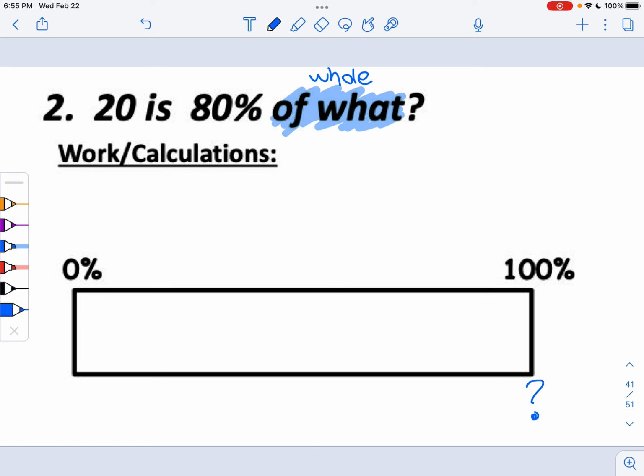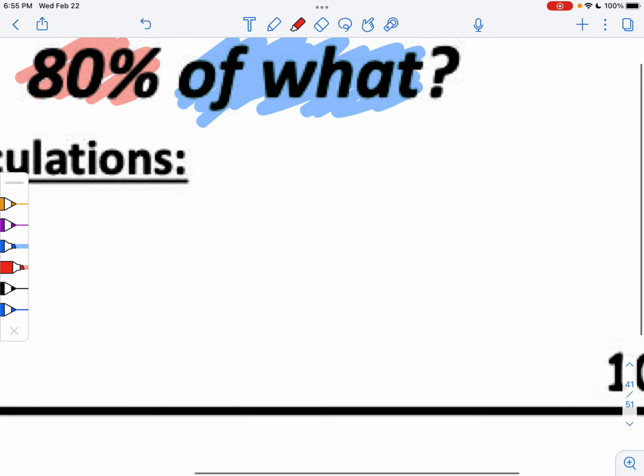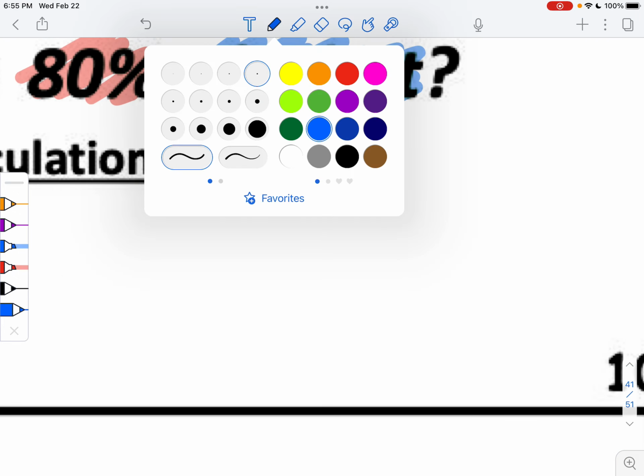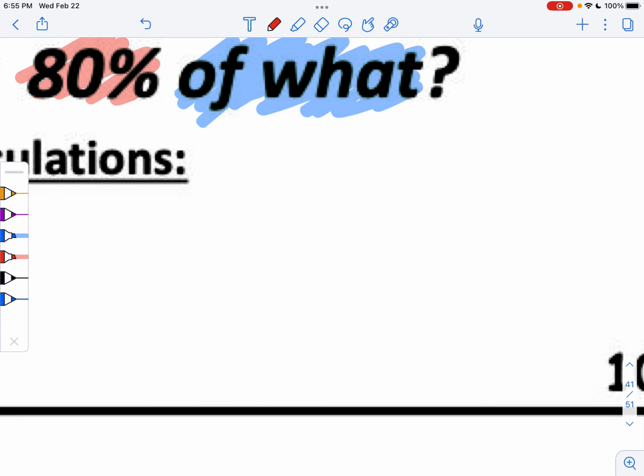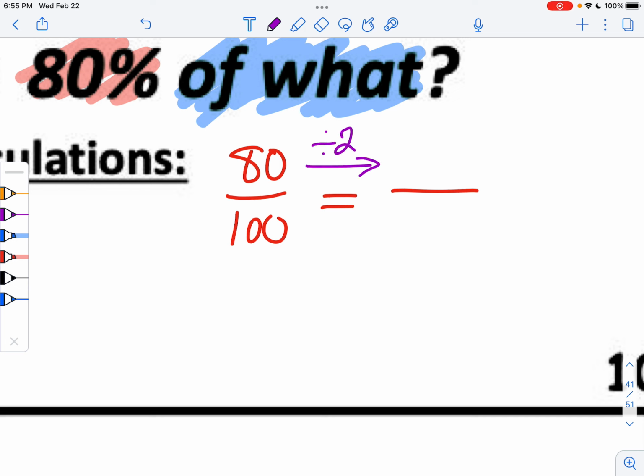So let's go look at the percent in this case. It was 80%. We're going to simplify 80%. 80 on top of 100 equals, and we're going to simplify. By now, we can see that a lot of times we divide by 20. 80 divided by 20 is 4, and 100 divided by 20 is 5.